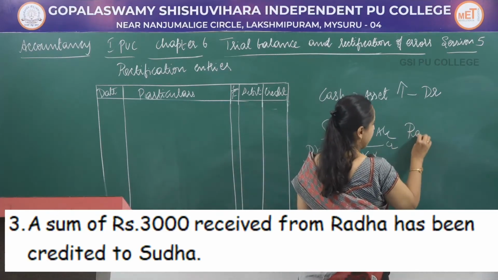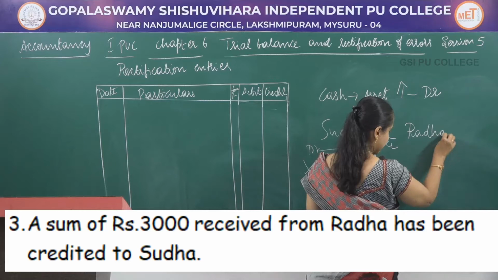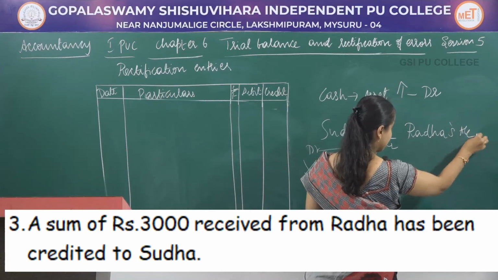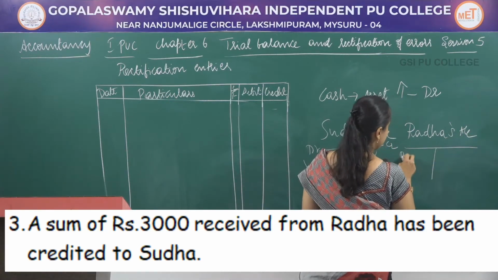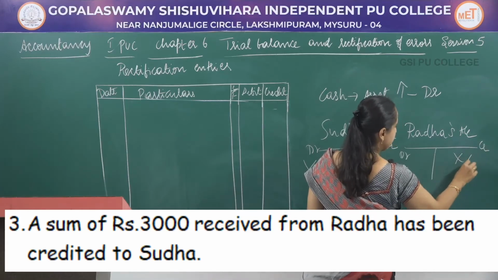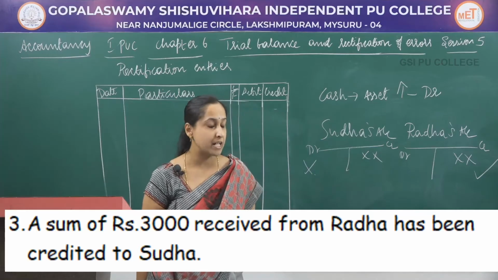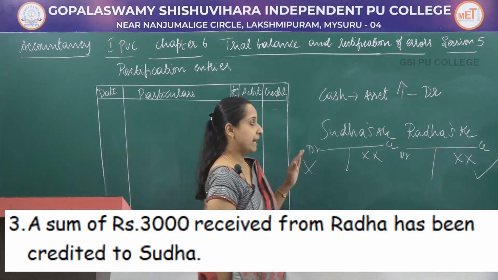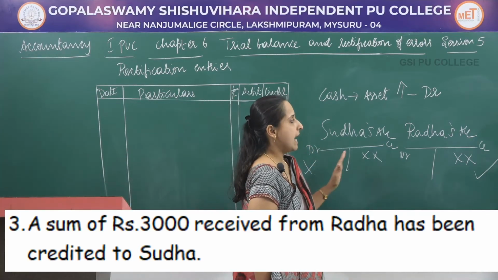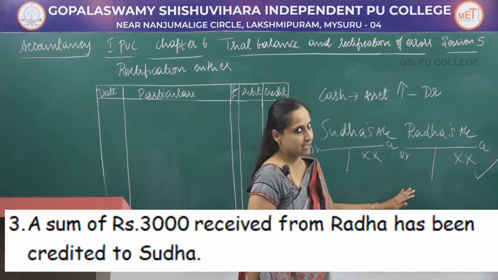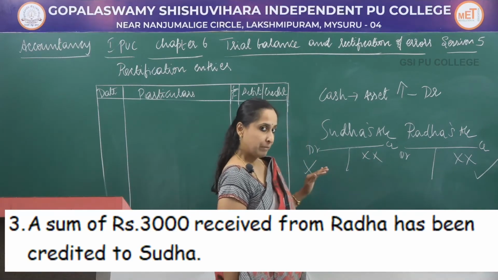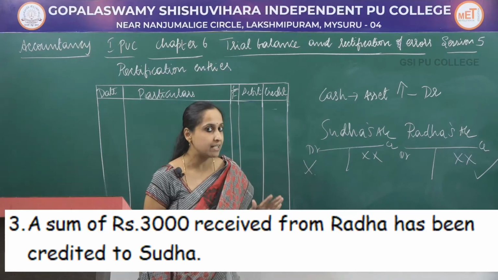So where they should have credited, you have received cash from Radha. So Radha's account should have been credited. So this is correct. Now how to rectify this? By debiting Sudha's account and by crediting Radha's account. So now by this we can rectify this error.